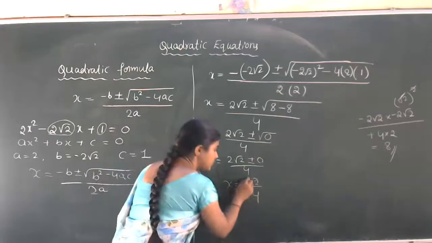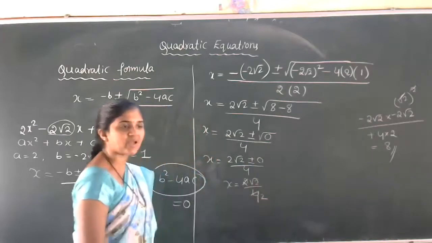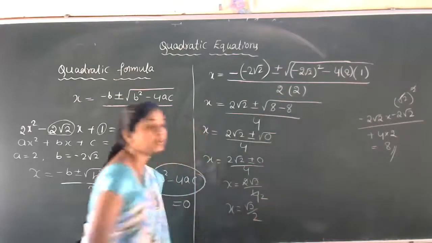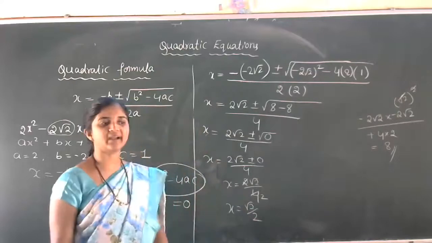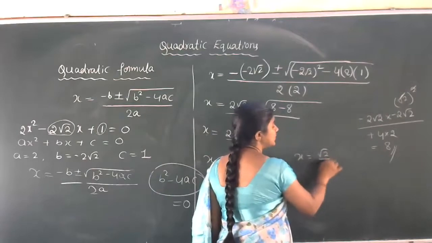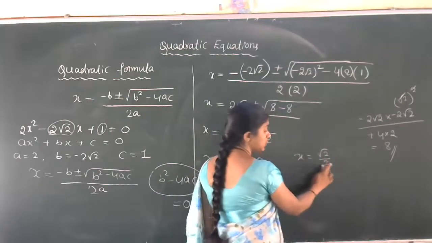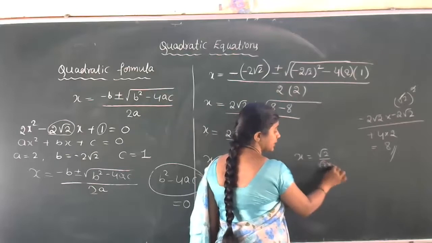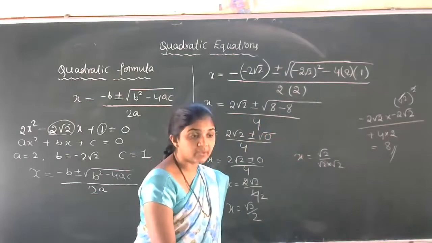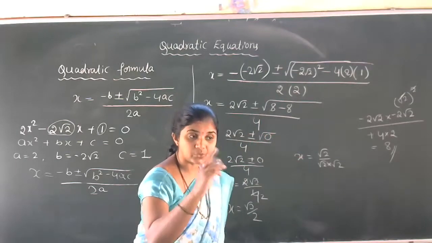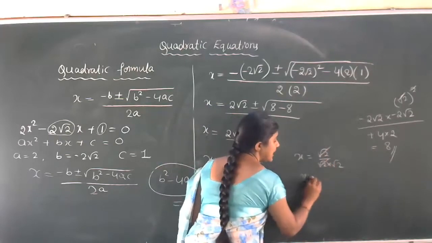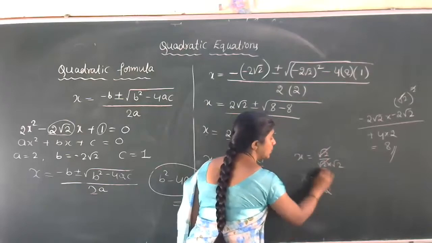Then 2 ones are 2, 2 twos are... x is equal to root 2 divided by 2. Now you have to simplify this. We discussed in one chapter that 2 can be written as root 2 into root 2. So root 2 divided by root 2 into root 2, because root 2 into root 2 is also 2 only. Now this root 2 gets cancelled. The x value is 1 by root 2.